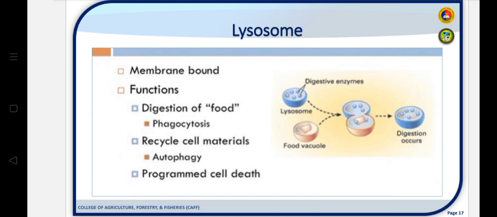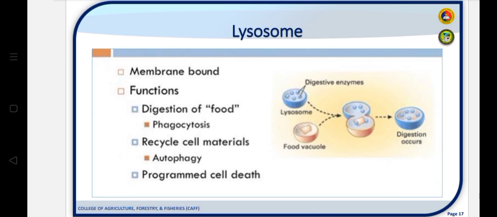Lysosomes are membrane-bound. They are surrounded by a membrane that keeps their powerful enzymes safely inside. Lysosomes can break down food particles or bacteria that enter the cell. They also recycle worn-out parts of the cell, breaking them down so the materials can be reused. In some cases, lysosomes help trigger programmed cell death, which is important for growth and development.